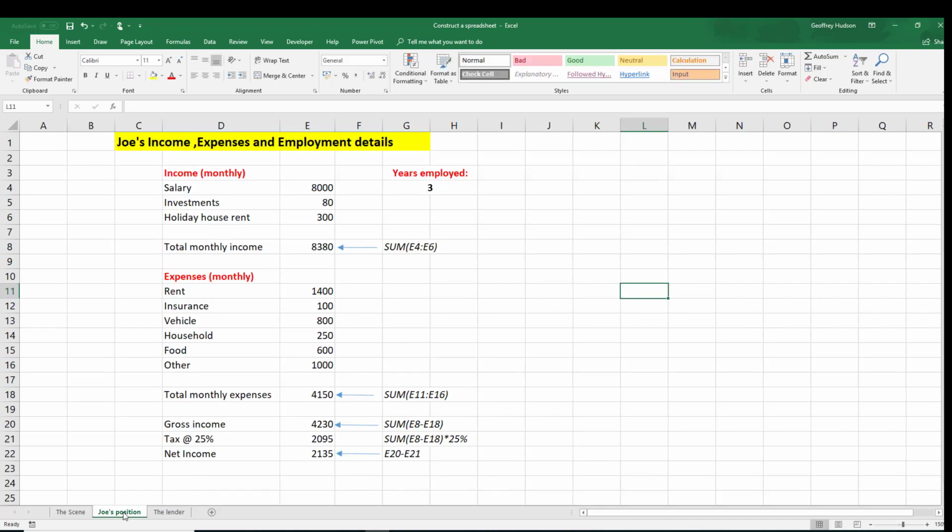His position is this. He prepares a spreadsheet which shows his salary, investments, etc., and a total monthly income. He also lists his monthly expenses, gets a total, says he pays tax at 25%, therefore his net income is $2,135. Now at this stage, if you wish, you can pause the video by hitting the space bar and studying the functions that I've shown here.